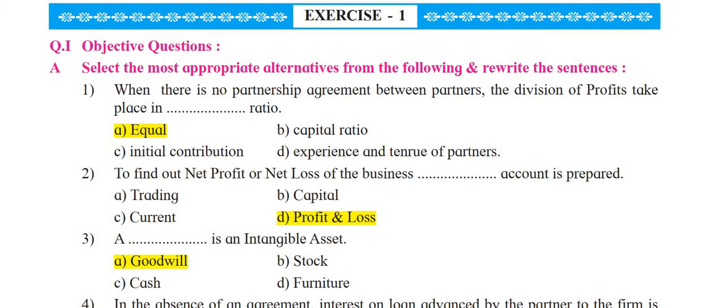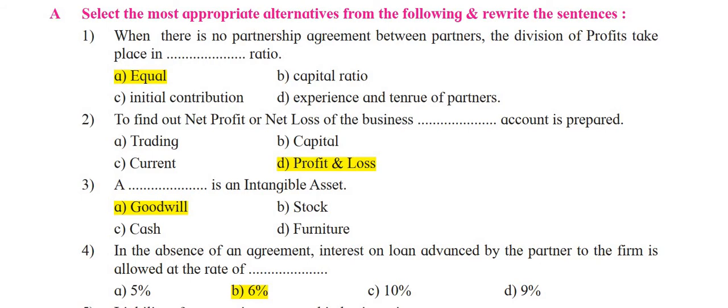Third one, a dash is an intangible asset. Yes, without any doubt it goes to A, goodwill. It is an intangible asset children because you cannot see and touch goodwill, है ना? So that's why it is an intangible asset. It is there, it is existing, but you cannot see and touch it. It is about your good reputation, goodwill आप बोल सकते हो, but it is an intangible asset.